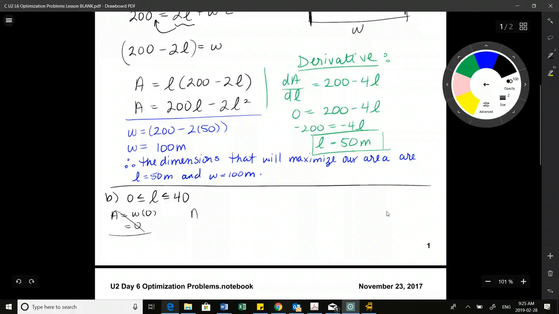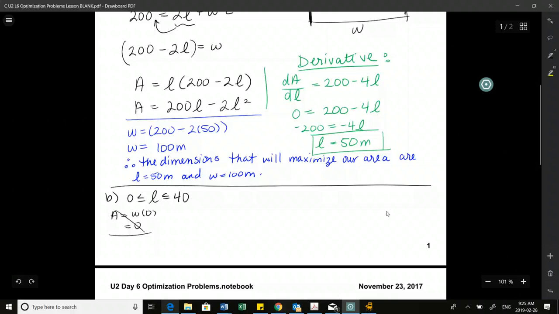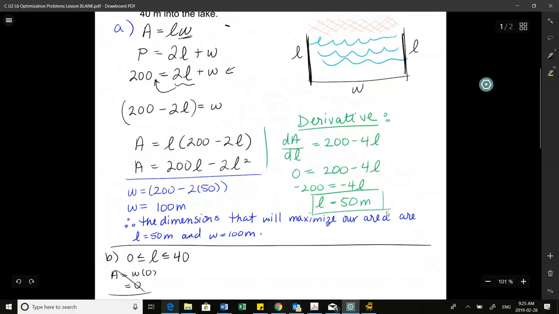But if our length is 40, we know that we can find our potential width here. Normally, if we have multiple things that fall within that range, we would test them back in the area formula after we find the width. So if my length is 40, then I know my width, why is this not working here?